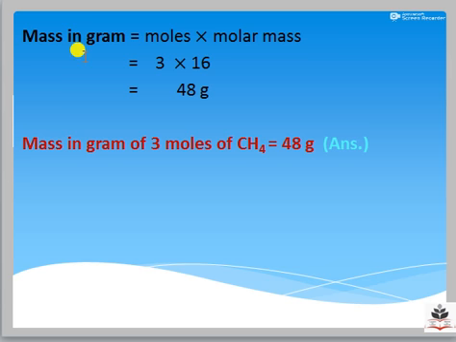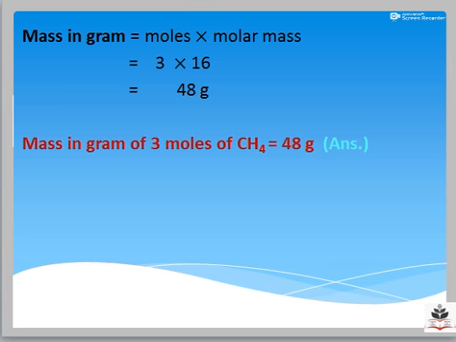This is: mass in gram is equal to moles multiplied by molar mass. The number of moles given in the question was 3 and the molar mass is 16, so the answer is 48 gram. So what does it mean? It means that 3 moles of CH4 is equal to 48 gram of CH4, or methane. In this way you can convert number of moles into mass and mass in gram into moles. I hope it's clear to all of you.